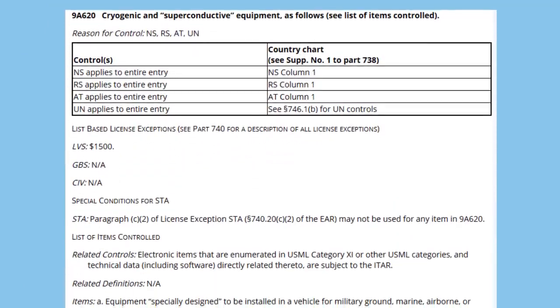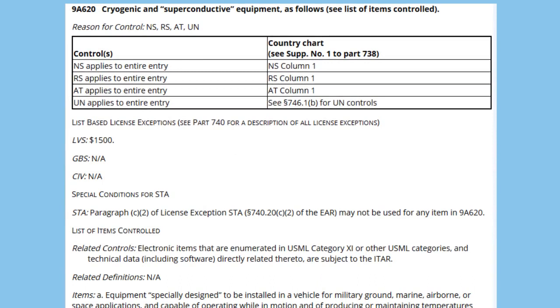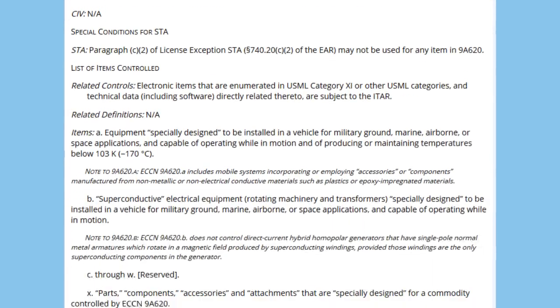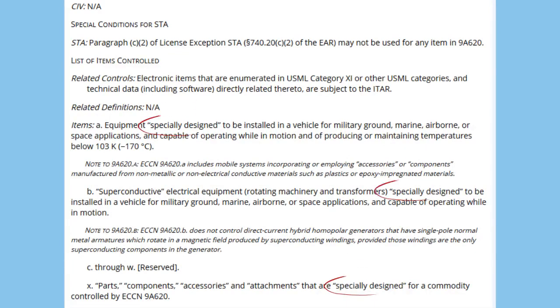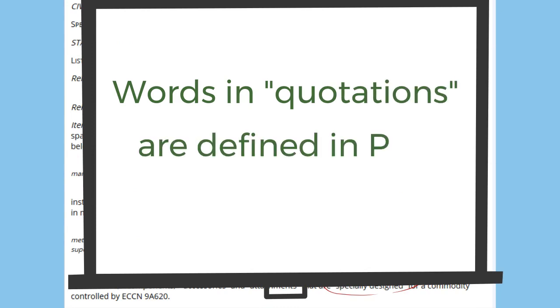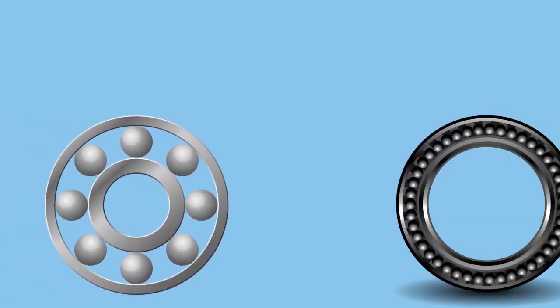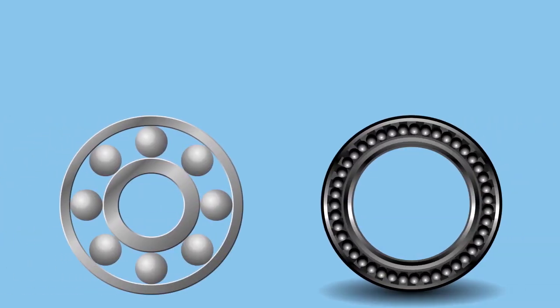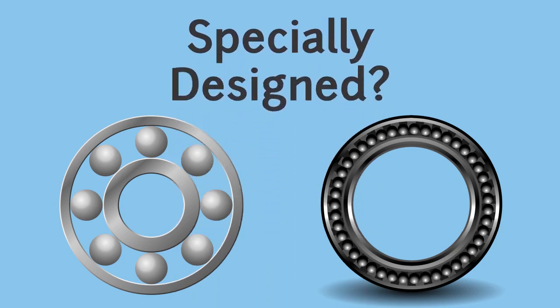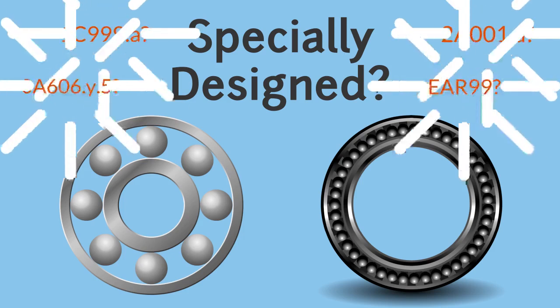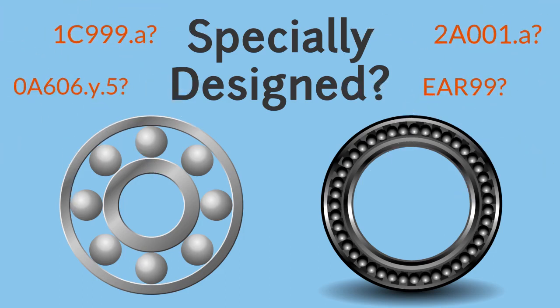In reviewing the Commerce Control List, you might come across Export Control Classification Numbers, or ECCNs, that contain the term "specially designed." Also, words in quotations are defined in Part 772 of the EAR. For example, two ball bearings might seem to serve the same purpose. However, one might be specially designed for a specific application. Consequently, the two ball bearings might be controlled under different ECCNs.